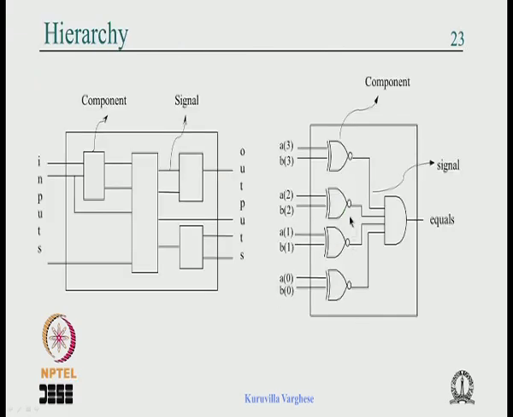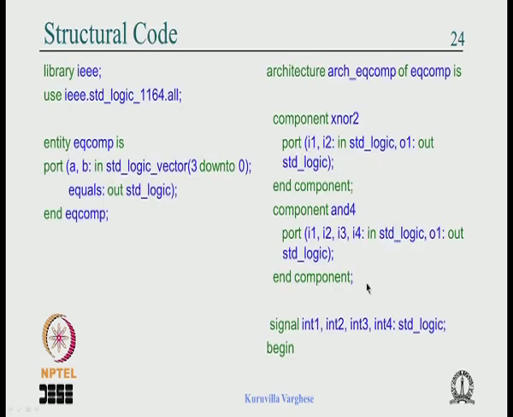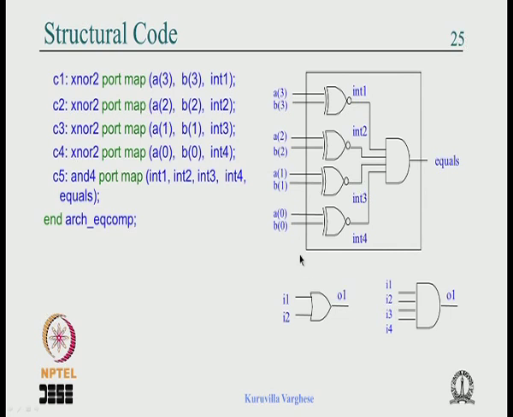Now we are going to instantiate this 4 times, instantiate this 1 time and interconnect them. That is what is going to be done. So this is what is shown here. We connect A3 B3 to the first one, the output is int1, A2 B2 int2, A1 B1 int3, A0 B0 int4, and the AND gate gets int1 int2 int3 int4 and the equals.